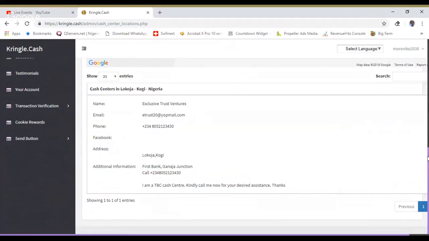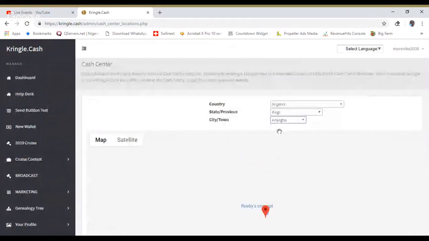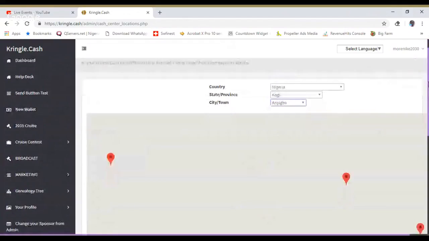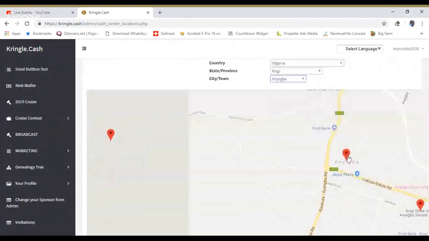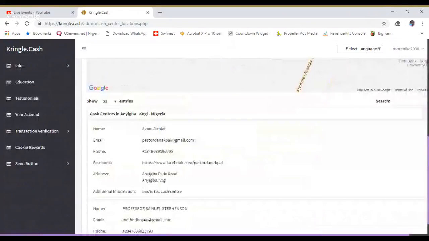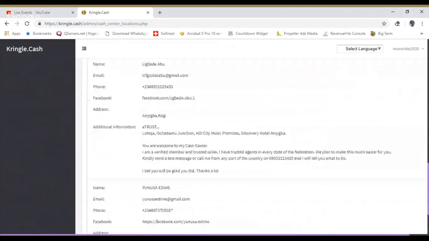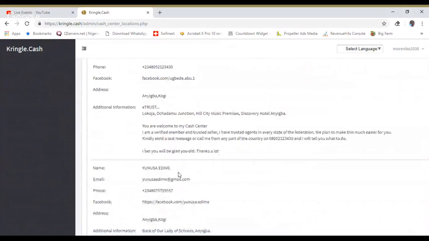So we'll also navigate again. Let's go to Ayingba. So in Ayingba, you can see the maps, the various locations. So we have Tere in Ayingba. When we go down, you will see the first person, Akoi Daniel. This is the information. We have Professor Samuel Stephen. Then we have Yunusa Edime. So these are three people in Ayingba.